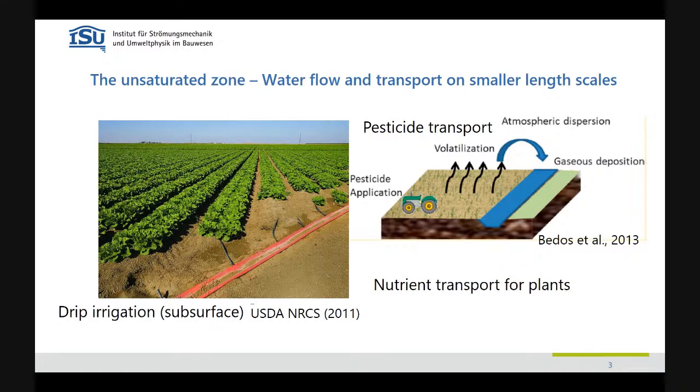An example is if we are interested in agricultural applications. For example, if we are in arid areas and we do drip irrigation, or we are after pesticide transport or nutrient transport, we really need to see or understand the details: how water is transported to the roots, how much of the pesticides really gets to the plants, how much is getting into the water or into the air.